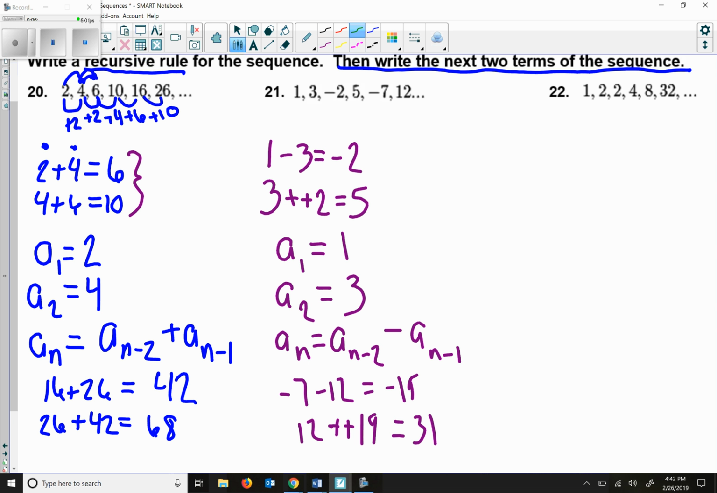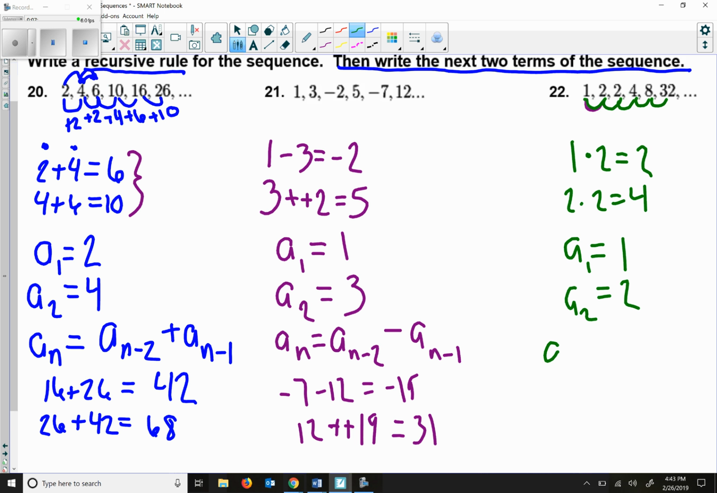Okay. Then the last one. I don't expect you to necessarily try this one on your own, but maybe you can figure it out since these examples are staying pretty similar. 1, 2, 2, 4, 8, 32. This time, you're taking the previous 2 terms and multiplying them. 2 times 2 gives you 4. So make sure that you define the first 2 terms. A sub 1 is 1. A sub 2 is 2.